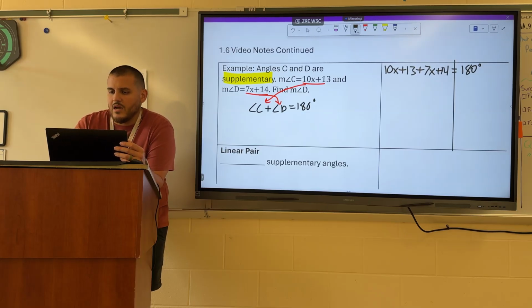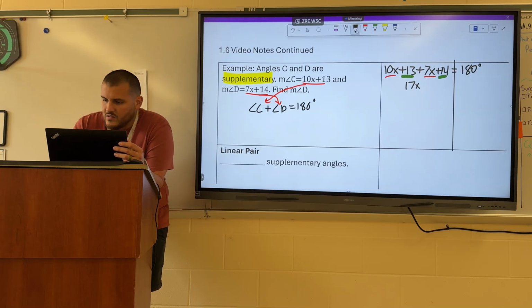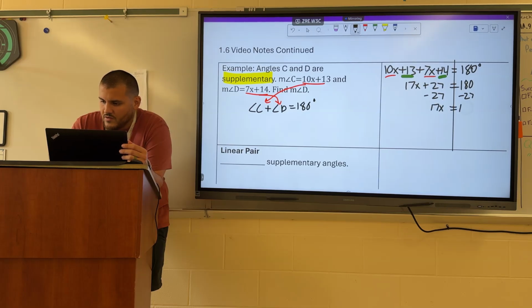I have like terms to combine. I have 10x and 7x on the same side of the equal sign. That combines to give me 17x. I've got plus 13 and plus 14 on the same side of the equal sign. That combines to give me plus 27. I can get that 17x alone now by moving the 27. Since I'm crossing the equal sign, I would need the opposite operation, subtracting 27. So that gives me 17x equals 153. Now I can divide both sides by 17 to get my value for x, which should be 9.